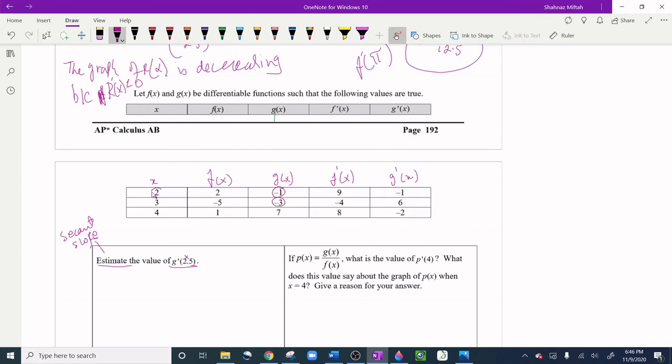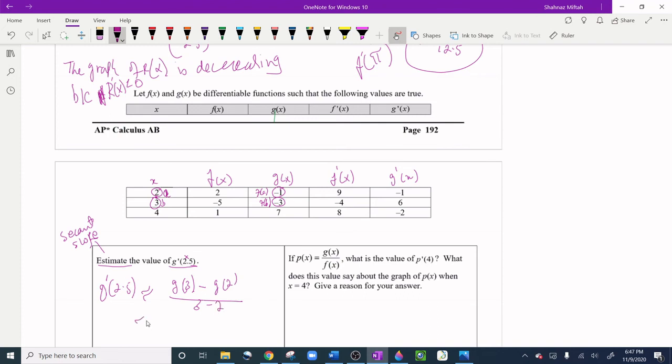So I'm going to say this is my a, that's my b. This is f of a, and that's f of b. And why did I pick g? Because the function is g. So now I'm going to apply a secant slope. I'm going to say g prime of 2.5 is approximately g of 3 minus g of 2, over 3 minus 2.